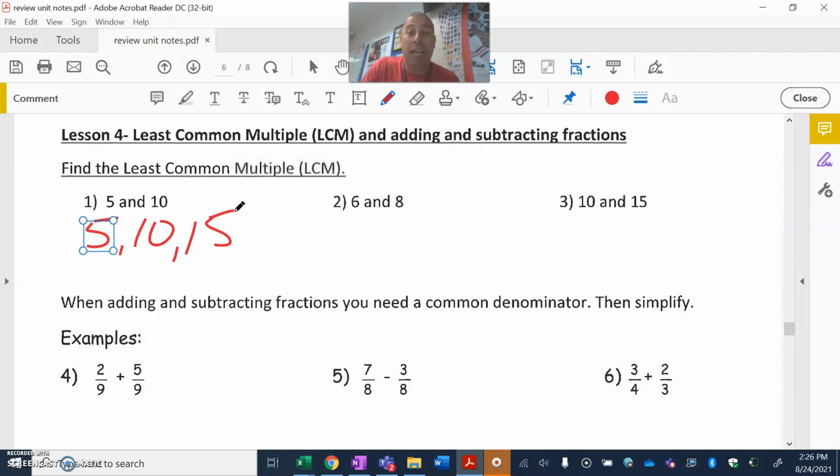If I go through my multiplication facts of 10, well, 1 times 10 is 10. Hey, right there. Do you see it? Is it there? Yeah, 10. We're done. That's the least common multiple. That is the smallest one that they have in common. Let's try the next one.